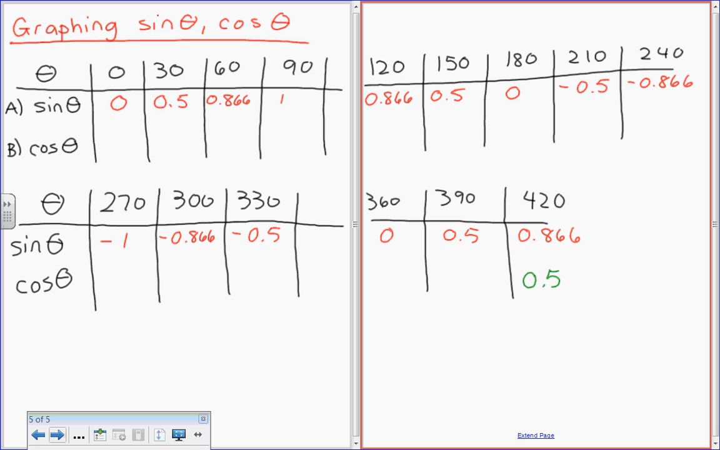1, right? Because if you take a look, remember we said 360 degrees in a circle, right? So 360 should have the same value as 0. The same way then, right? 390 should have the same value as 30, which is 0.5. 420 should have the same value as 60. 450 the same value as 90, which is 1, and so on and so on and so forth.